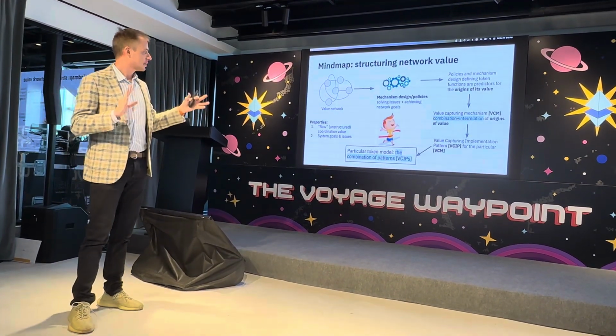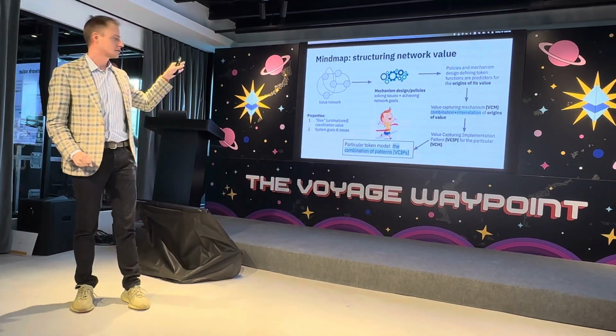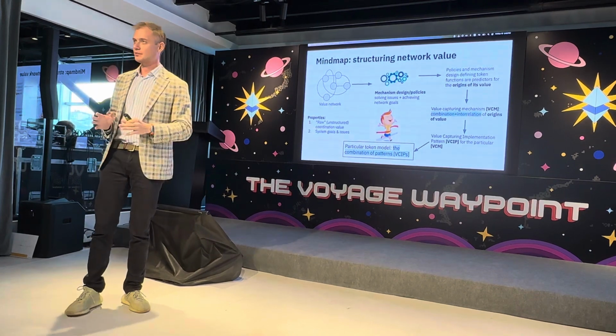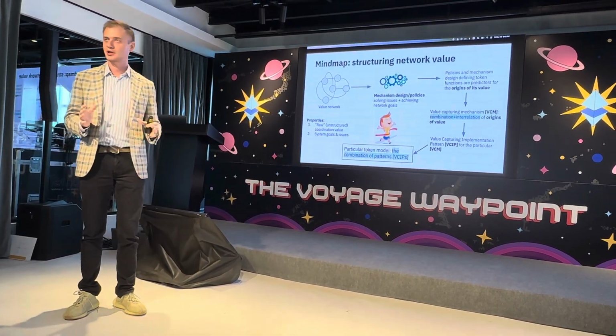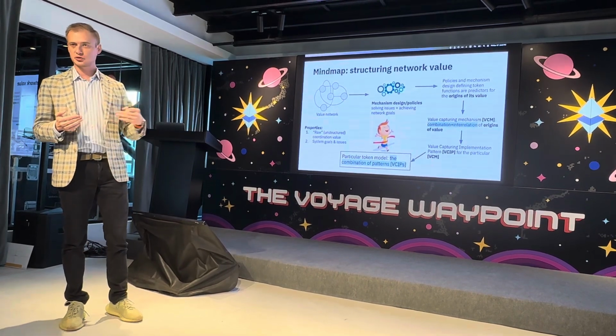So returning to the value itself, if we want to understand the network value, we need to start from the network without a token. For example, Uniswap, before the token was introduced, was a value network. It can be easily proved because if you launch a new pool, you're adding new possibilities to route trades.